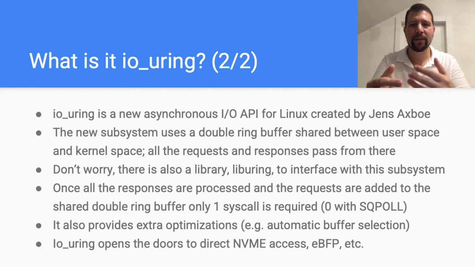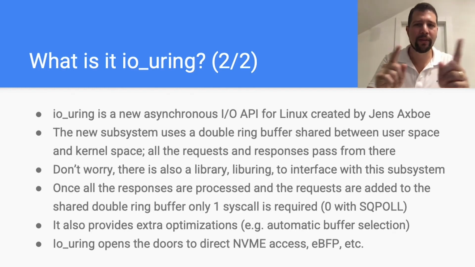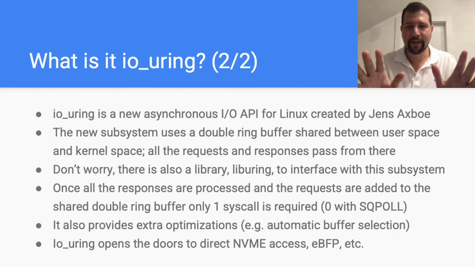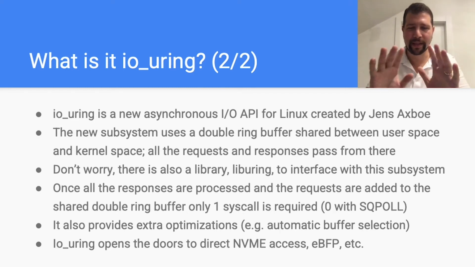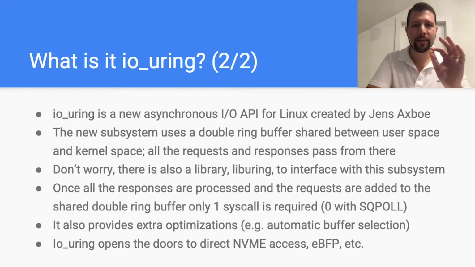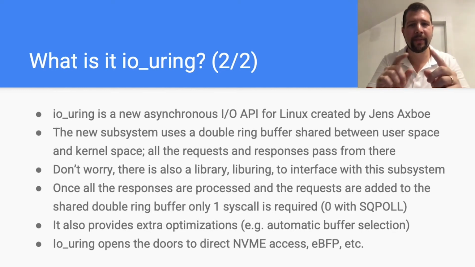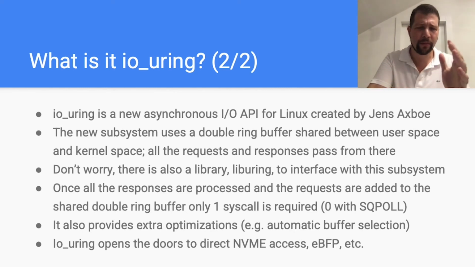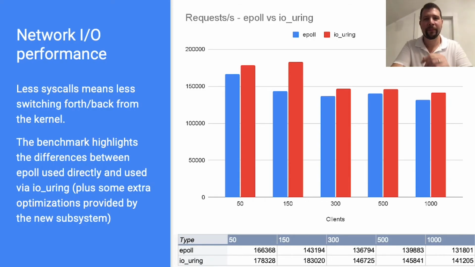The new subsystem uses a double ring buffer shared between user space and kernel space. A library is available to avoid having to deal with extra complexity. And once all the responses are processed and the requests submitted, only one syscall is actually required. io_uring also opens the door to direct NVMe access and eBPF, and actually more. It's really a Swiss army knife from this point of view. And from this benchmark, it's possible to see that io_uring is able to provide between a 7% and 25% speed bump, depending on the load.